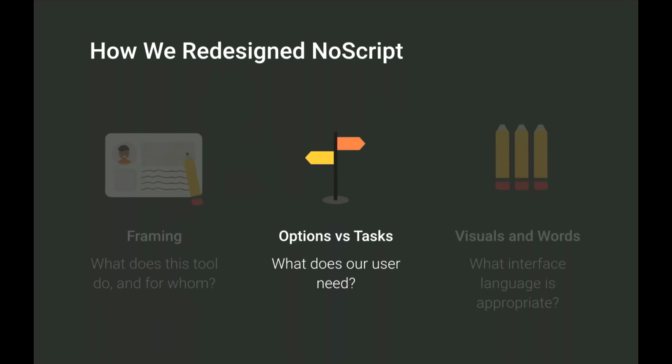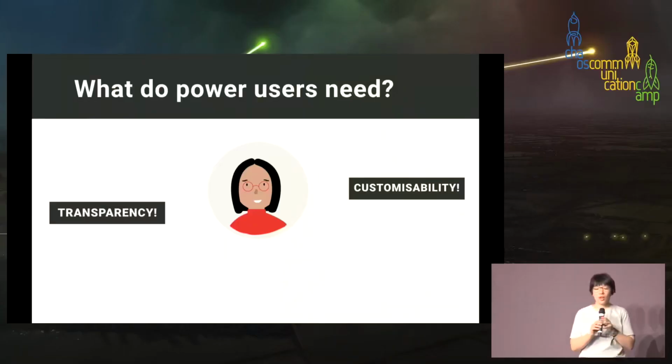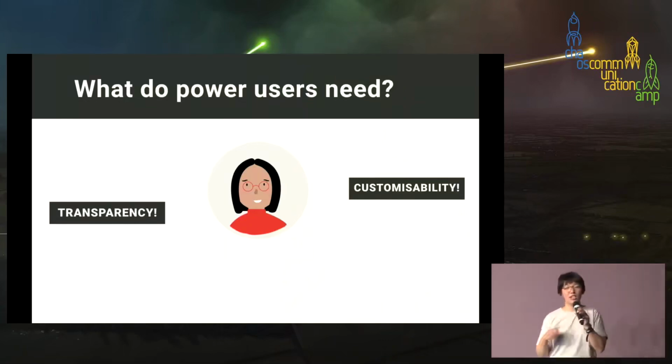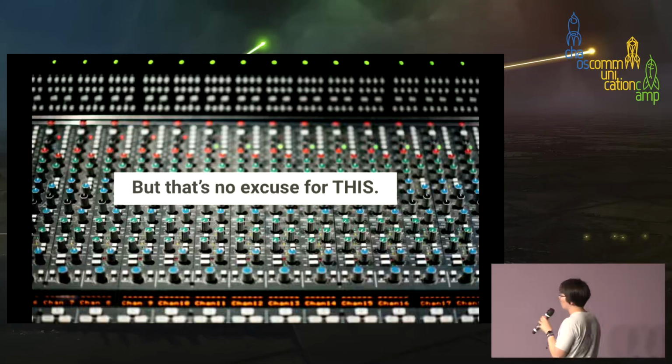So now that we know who NoScript is for, our next step in this process was asking the question, what does Rose, the power user, actually need? And this part, it's kind of funny. People always think, oh, it's a power user, so transparency, we need to know all the things. Information needs to be there and visible. Customizability, all the things need to be able to be changed, right? Because we have a power user here. Well, that may be true, but it's really no excuse for this, right?